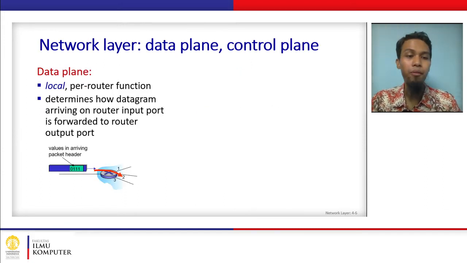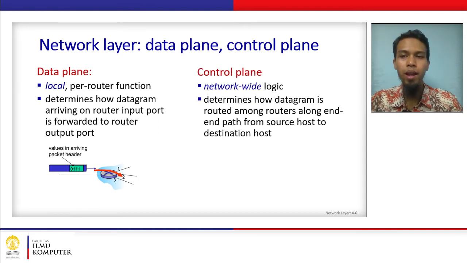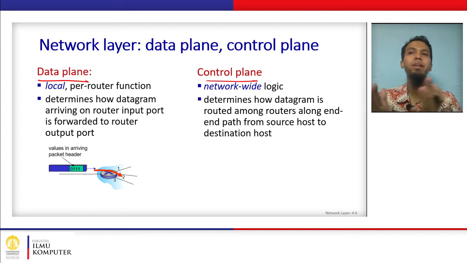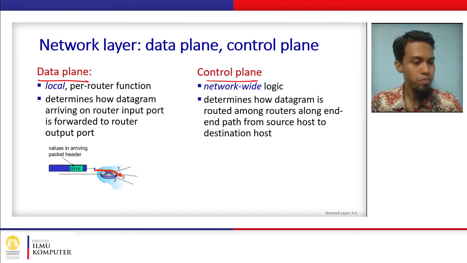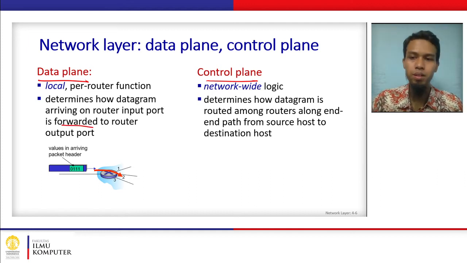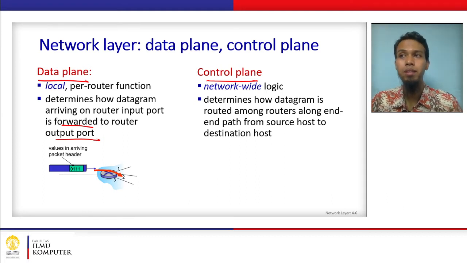Now, okay, having said that, as I said, we have different parts in the network layer: the data plane and the control plane. The data plane is something that happens locally. Okay, it's a per-router function. It happens really at the local router, and its task is just to forward the incoming datagram to the appropriate output port of the router. So this is related to the data: incoming datagrams, which we try to forward to the appropriate output port.